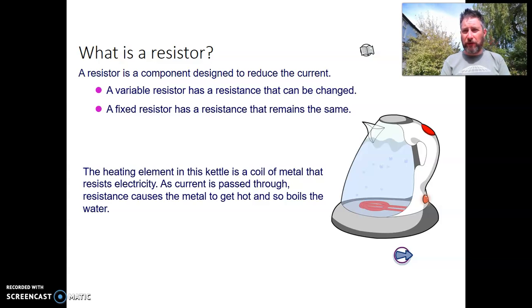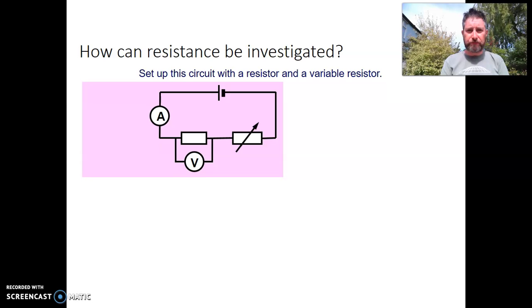So here's an example of a resistor you've got at home. The kettle has a massive thick wire at the bottom. It's got a really thick loop of metal. That's very, very high resistance. And because it's very, very high resistance, then as electricity passes through it, it gets incredibly hot very quickly, and that causes the water to boil.